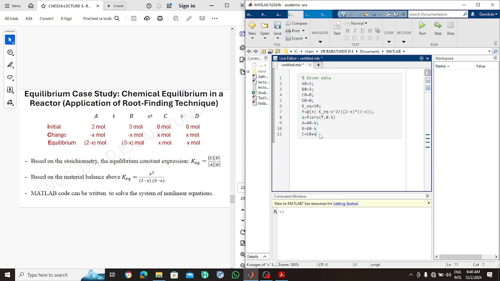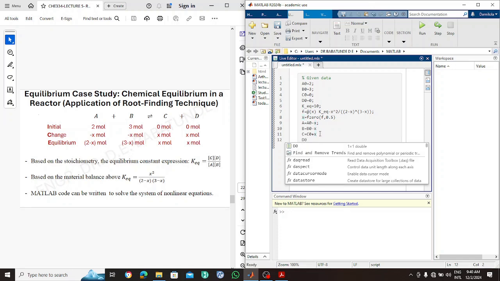That C0 plus x is going to work in a situation where, when you are starting, you already had some product. But in this case, the initial product is 0, so it might not make much difference. But for the case that, okay, we already had something when we start, then you can factor that in.